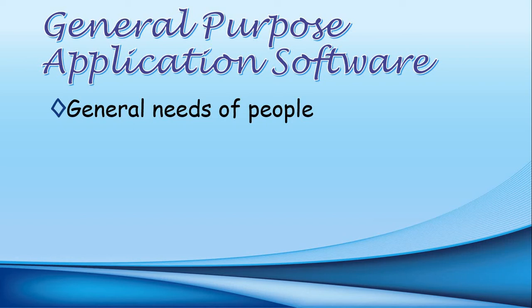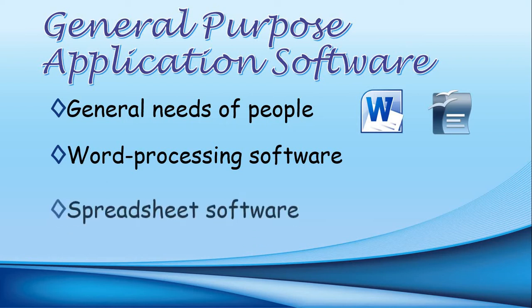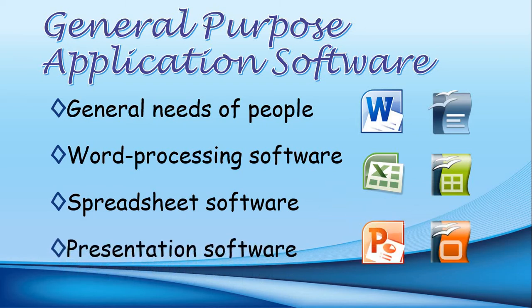The word processing software helps us to create text-based documents. The examples of some word processing software are Microsoft Word and OpenOffice Writer. Spreadsheet software helps you to perform calculations and analyze the data. Examples of spreadsheet software are Microsoft Excel and OpenOffice Calc. Presentation software is used to present an idea lively to the audience. It helps to create and display slides on a computer. Examples of presentation software are Microsoft PowerPoint and OpenOffice Impress.